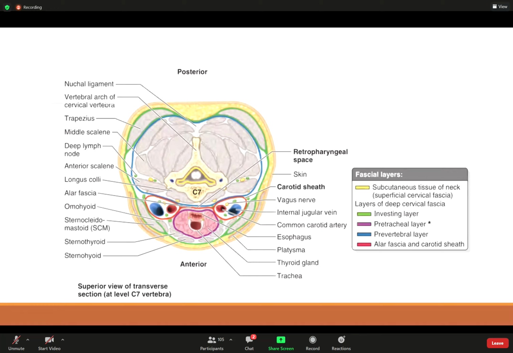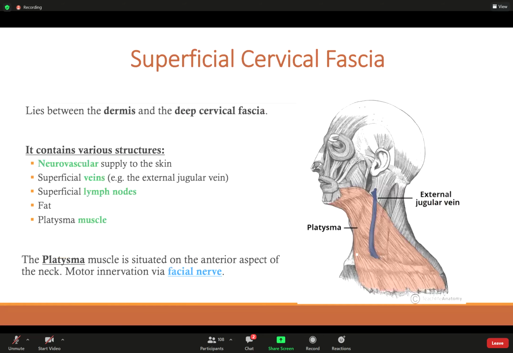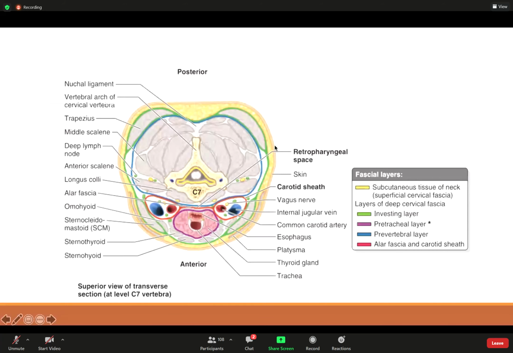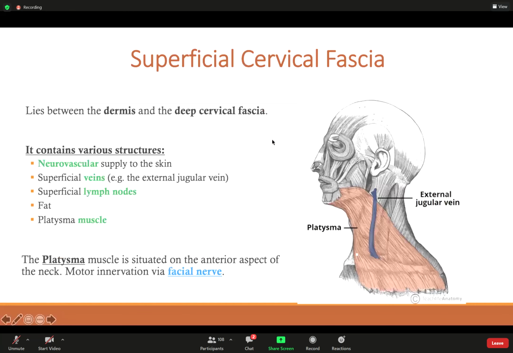So we'll dive deeper and talk briefly about each one of these layers, because they are very important landmarks in the neck. And also, as I said earlier, they help prevent infection from traveling from one area to another. So the first one is the superficial fascia. This lies just deep to the skin, between the dermis and the deep fascia. If you look here, this is the dermis and this is the deep fascia. This is where the superficial fascia lies.